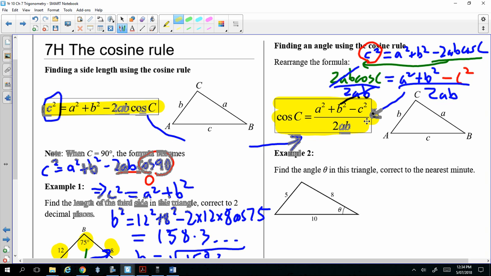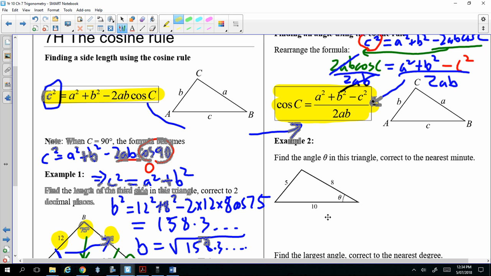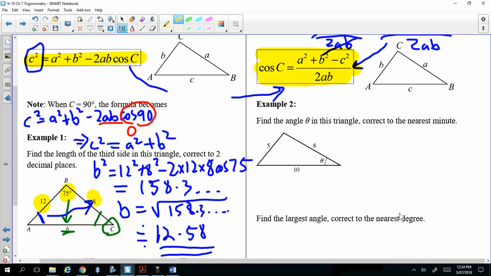Because in general, most triangles are not right angle. There can be any angle. So these formulas will be handy. All right, let's use that formula to find out theta. Okay? Let's find theta. Now, how do we find theta? We're going to do the following. Okay, let's use the formula.